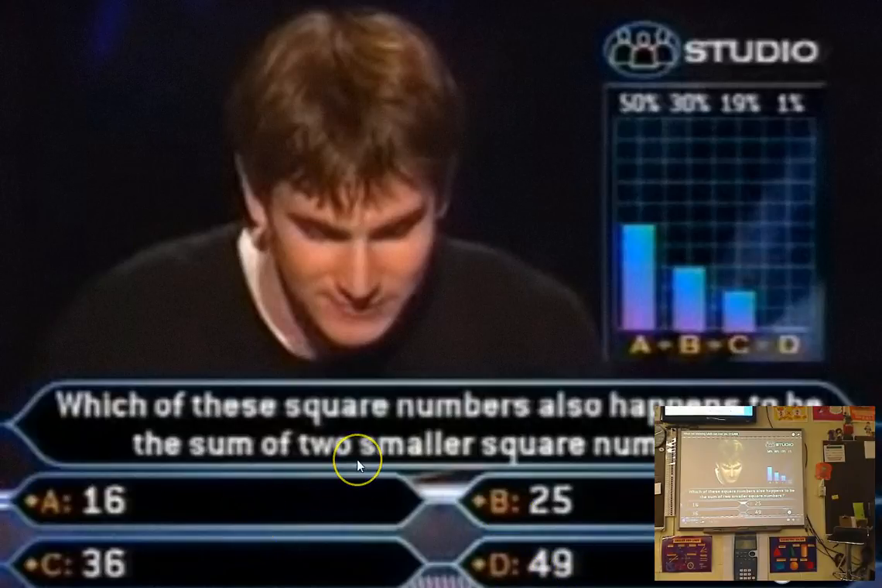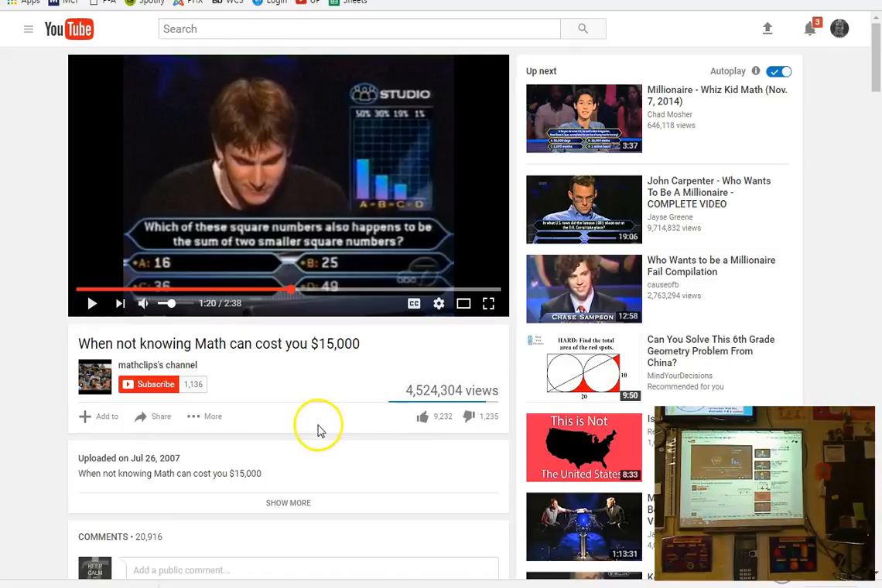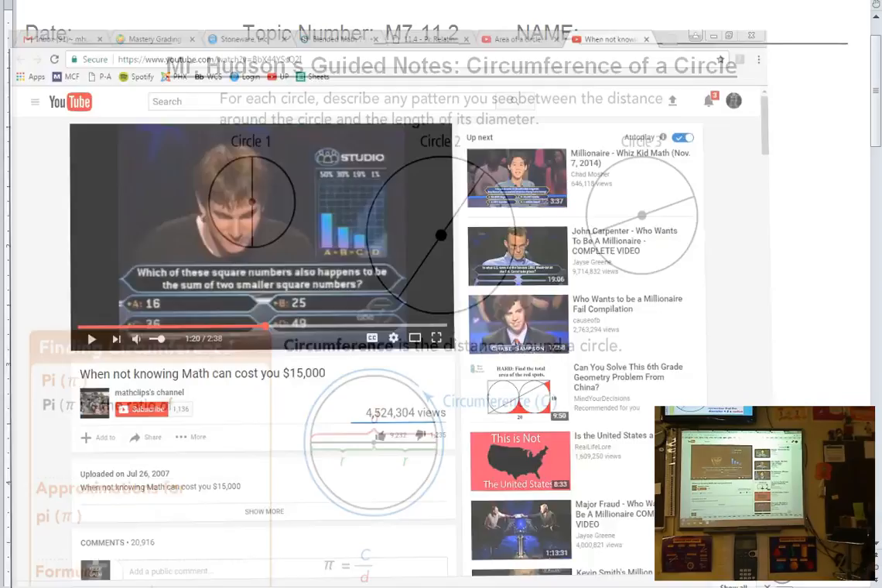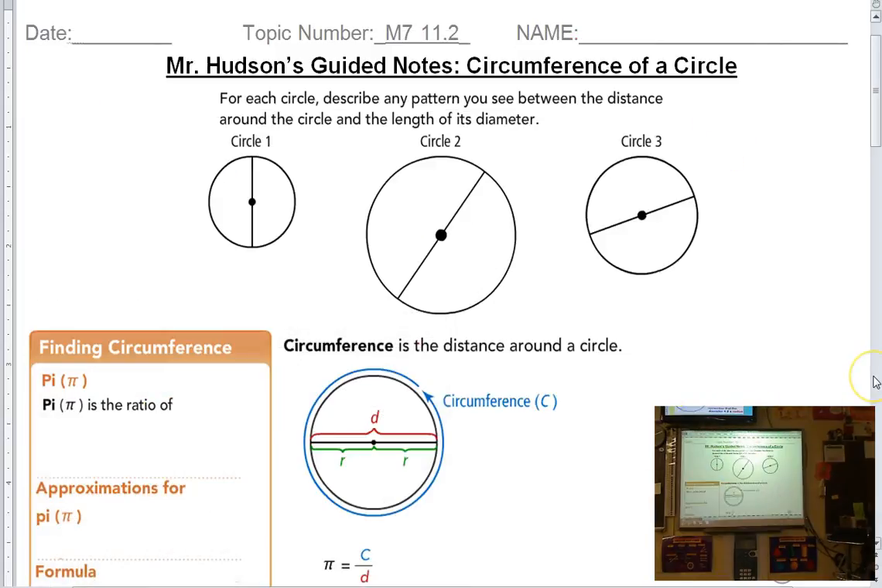He ends up trusting the audience, and he loses based off not knowing his perfect squares, which is not that complicated of a thing to learn, but you just have to remember it and be able to apply it. So as we get into area today, that's the difference between area and circumference, is we start to have to square values, which is multiplying by itself.